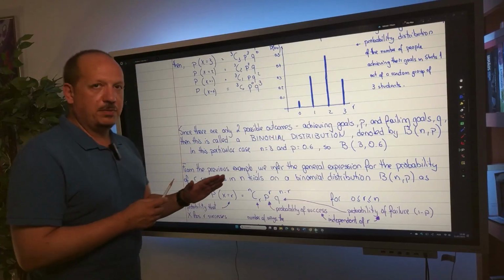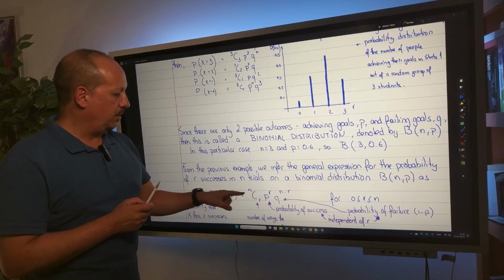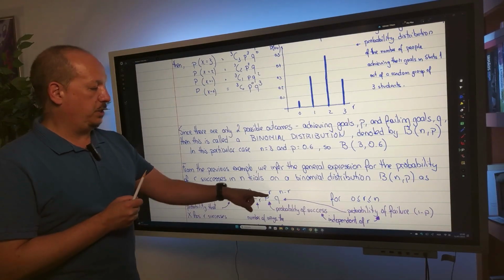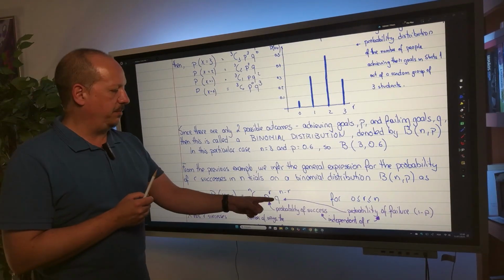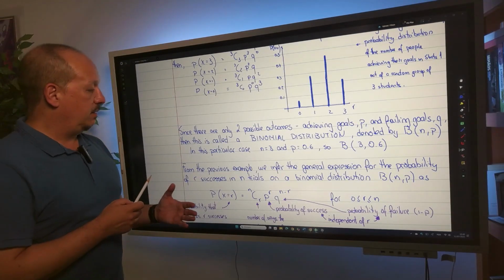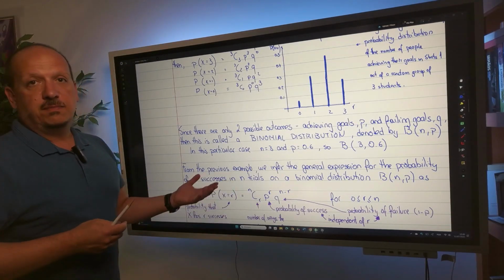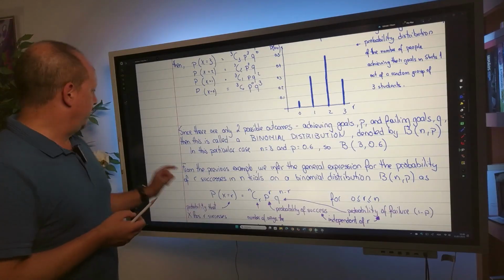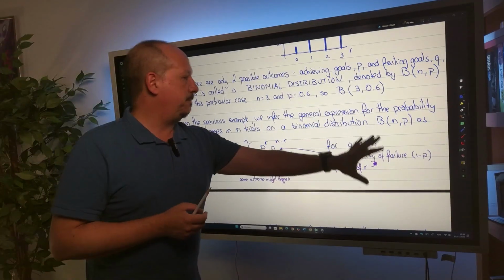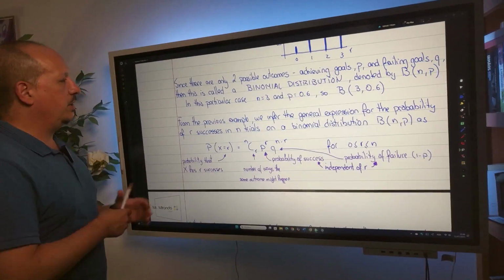See how many parameters I need to get this value? I need to know the value of n, and I need to know p. If I know p, q can be calculated immediately. It is just 1 minus p. And the r is the thing that changes. That's why x is a variable, right? You have here a summary of what I just said.